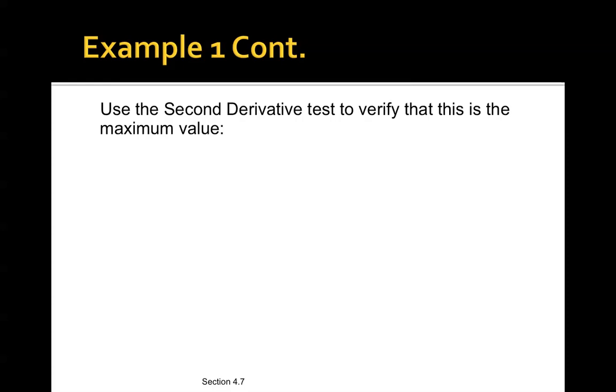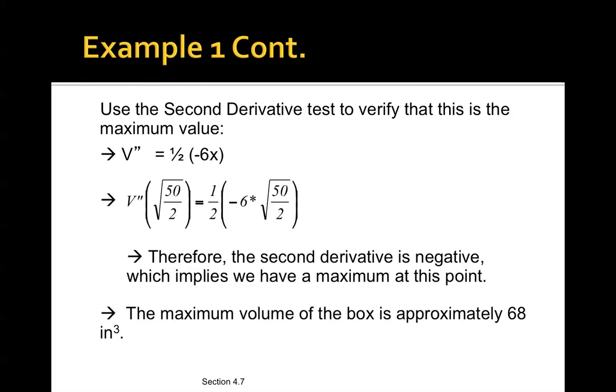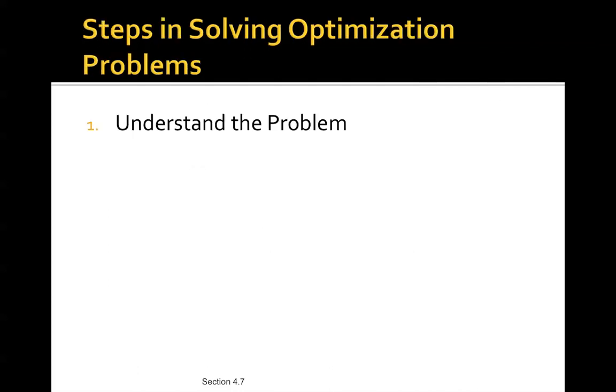Now we're going to use the second derivative test to verify that this is the maximum value. So find the second derivative, 1/2 times the negative 6x. Therefore, the second derivative is negative, which implies we have a maximum at this point. That is a little bit of a summary of the maximum values. That is also similar to our odd and even functions and our symmetry, and some other topics we have previously covered in this class. Therefore, the maximum volume of the box is approximately 68 inches cubed.